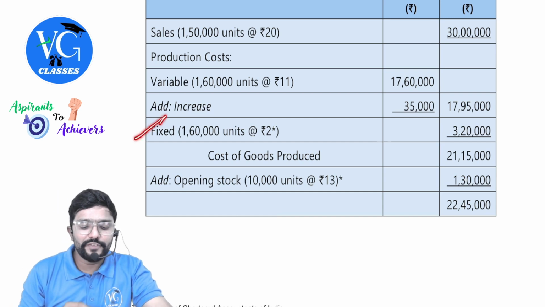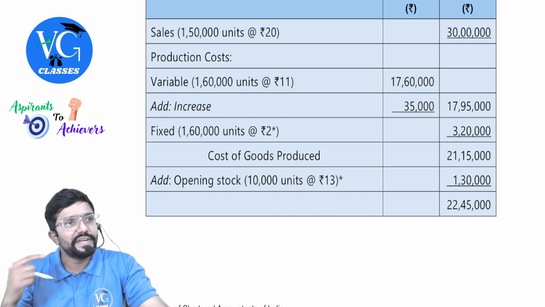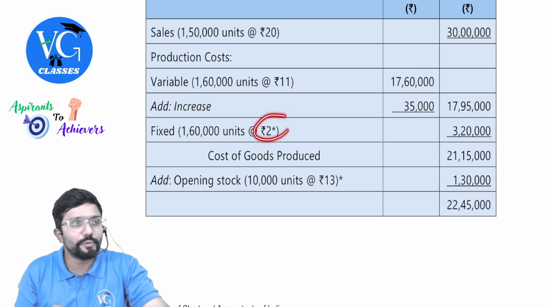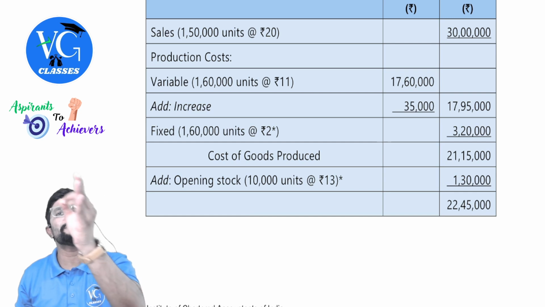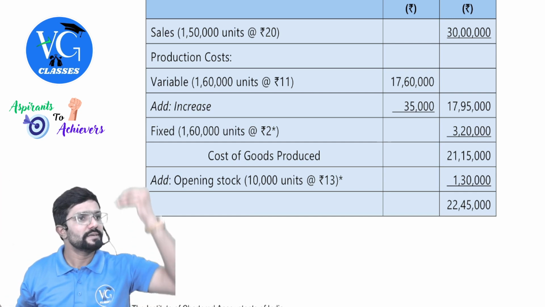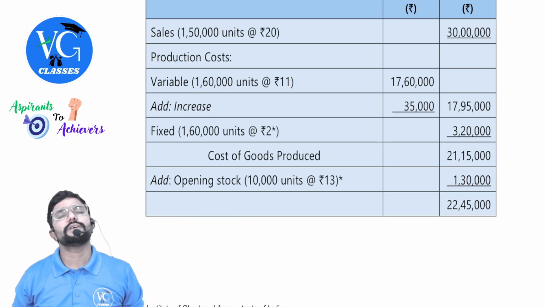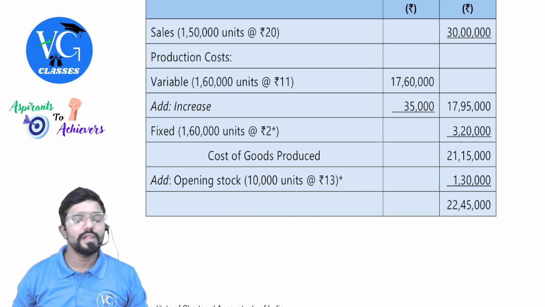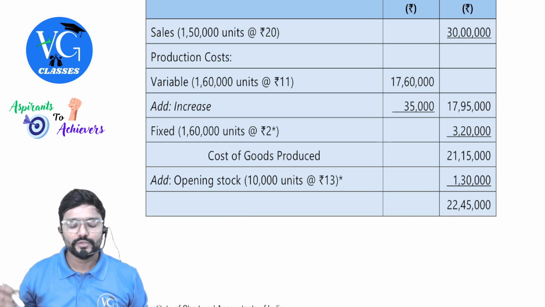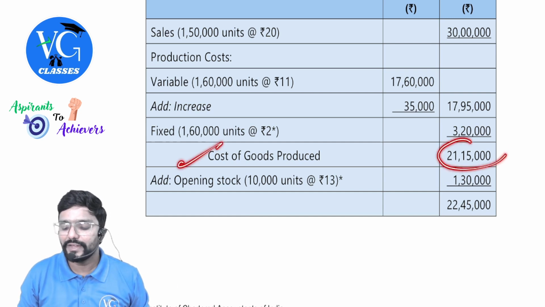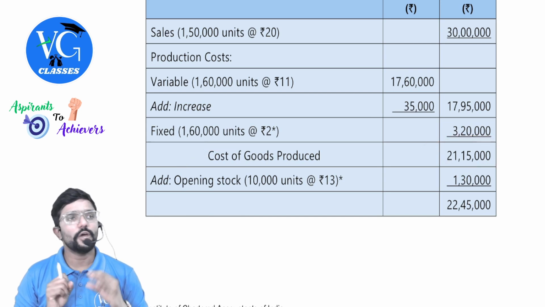1795. And fixed is how much, guys? For each and every unit I produce, how much will I absorb? 2 rupees. How did I get it? Predetermined overhead rate: expected fixed cost divided by normal capacity. Normal capacity, guys. 2 rupees. So what is the cost of production, guys? 21 lakh 15,000.